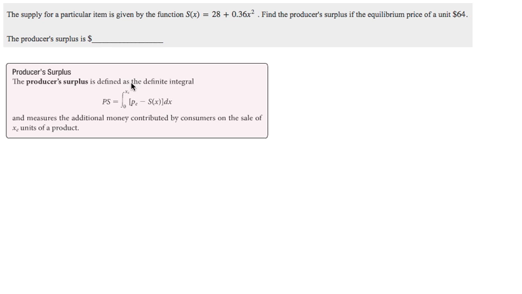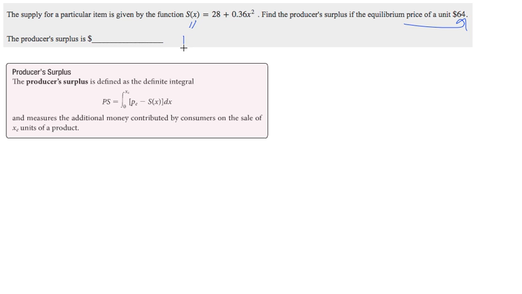X sub b is the equilibrium x, that is the number of items being produced at the equilibrium point where supply and demand cross, of P sub b, that's the price at the equilibrium point, which is 64, minus the supply function. So we need to find X sub b, that is the number of items that are being produced at the equilibrium point where supply and demand cross. And that is where the price we know is 64.